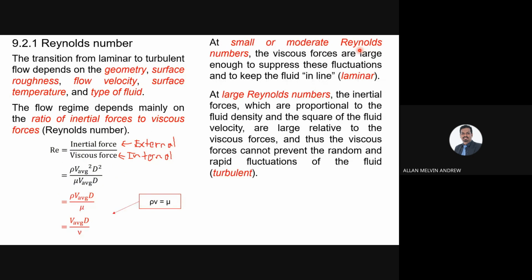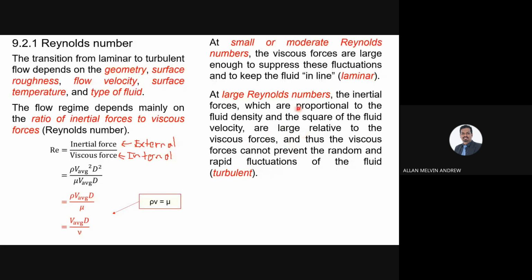At small or moderate Reynolds number, the viscous forces are large. When the viscous force is large, the Reynolds number becomes lower, which suppresses fluctuations and keeps the fluid in line. So when the viscous force is bigger, the Reynolds number is lower and the flow is more laminar than turbulent. When the Reynolds number is large, the inertial force, which is proportional to the fluid density and the square of the fluid velocity, is large relative to the viscous force.